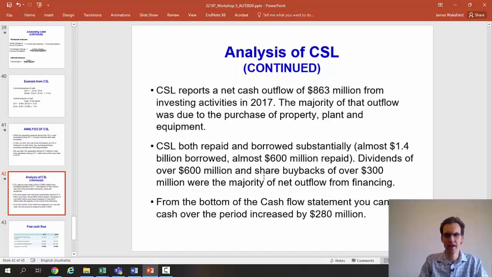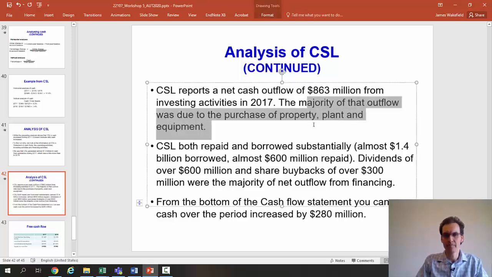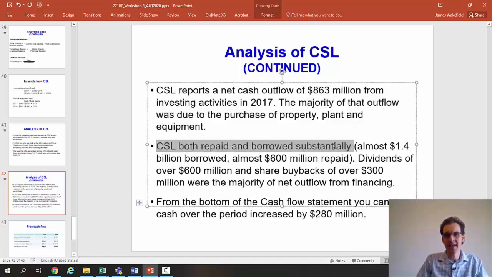So moving on a bit further, we see that the majority of their outflow of cash was for payment or purchase of property, plant and equipment. CSL repaid and borrowed substantially. So it borrowed $1.4 billion and repaid $600 million. Dividends were $600 million and share buybacks were over $300 million. So the majority of the outflow was from financing.